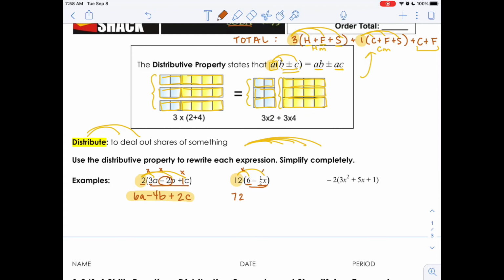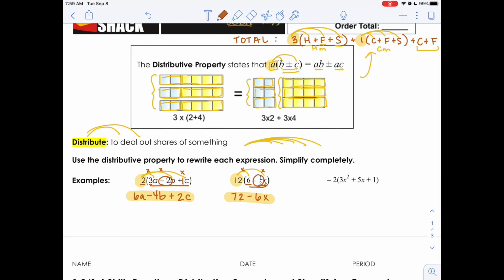And then I have 12 times, be careful here, negative 1/2. When you're multiplying by a fraction, you're actually dividing. So if you don't believe me, plug that in your calculator. But 12 times negative 1/2 means I'm actually doing 12 divided by negative 2, which is negative 6. Use your calculator to help you there. And then I do have an x, so minus 6x. So I have 72 minus 6x. There are no like terms, so this is the final answer.